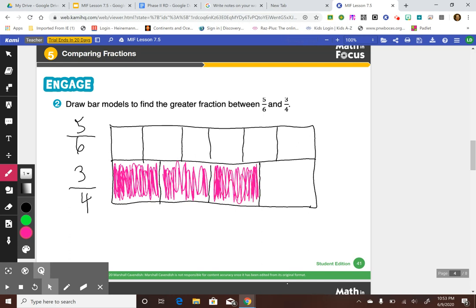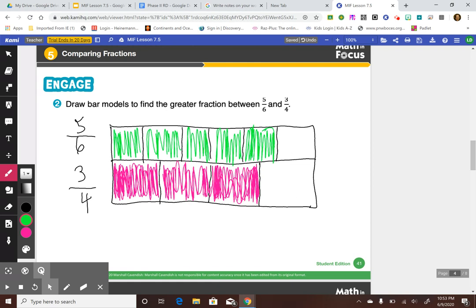So there's 3/4. You can see how far it goes over. And I'll use a different color and show 5/6. 1, 2, 3, 4, 5, 6. So can you see with your eyes, boys and girls, which is the greater fraction?